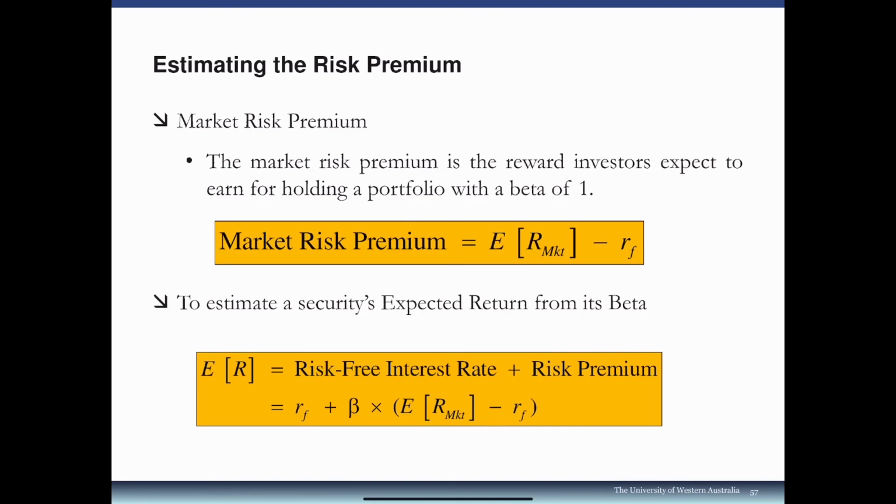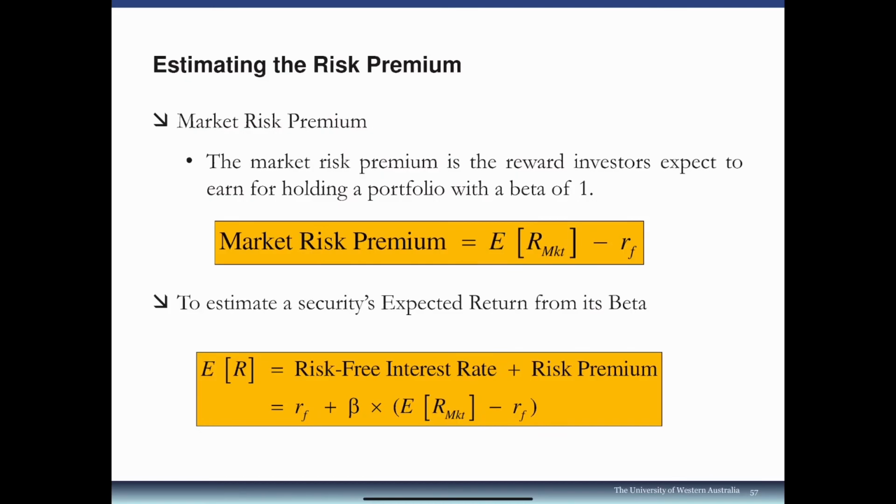So here, let's introduce another concept called the market risk premium. The market risk premium is the reward that investors expect to earn for holding a portfolio with a beta of 1. You can think of the market risk premium as what you get from the market in excess of what you can earn from the risk-free return. Let's say by holding the market portfolio S&P 500, I get a 10% return, and the risk-free rate is 3%, then my market risk premium is 7%.